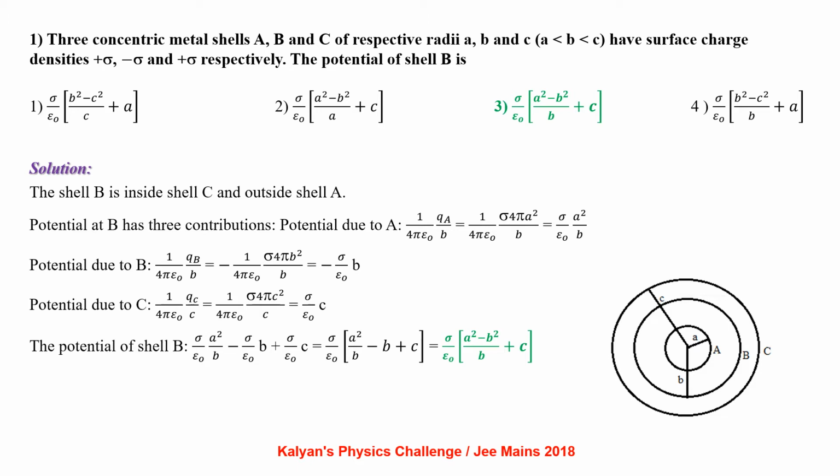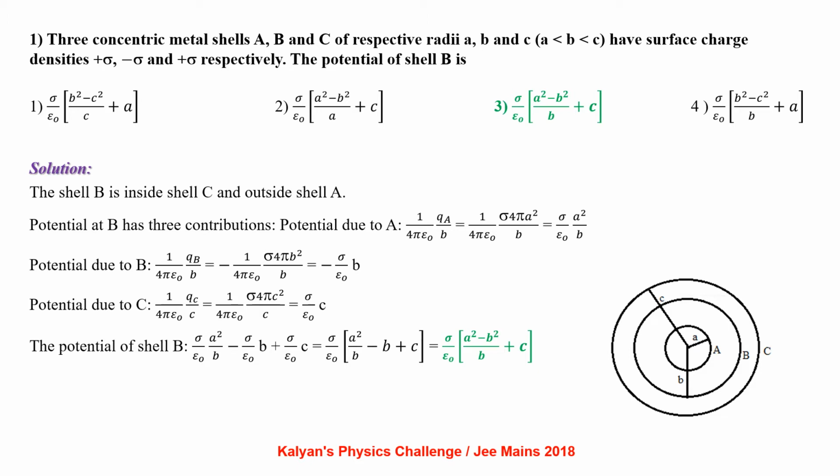Potential due to A is 1 by 4 pi epsilon naught Q_A by b, that is 1 by 4 pi epsilon naught sigma into 4 pi a square by b, which comes out to be sigma by epsilon naught a square by b. On similar lines, we have potential due to B, minus sigma by epsilon naught into b, and potential due to C, sigma by epsilon naught into c.